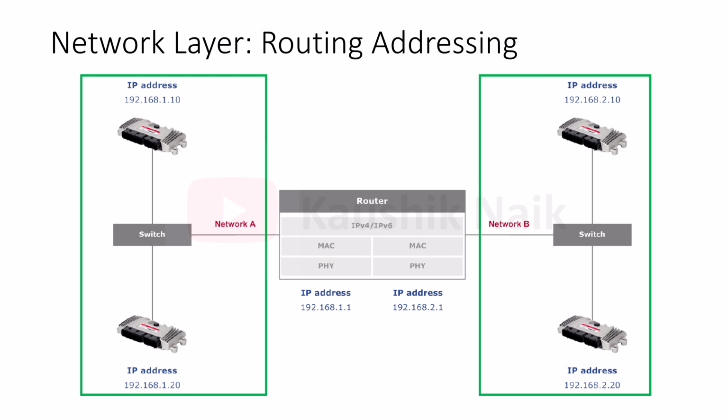So, communication between two networks happens via the network layer, that is layer 3, with the help of a router. One good example of layer 3 communication would be browsing the internet at home via a router to access websites hosted in some other network.